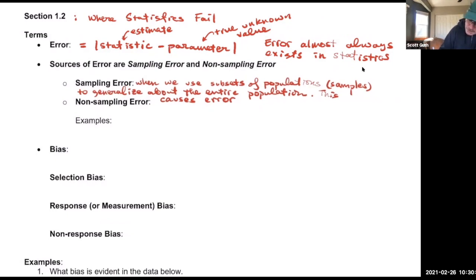Now you can't help this error. If you're working with samples, and you have no choice but to work with samples, you're going to have error. So that's called sampling error. Is there any question about that?